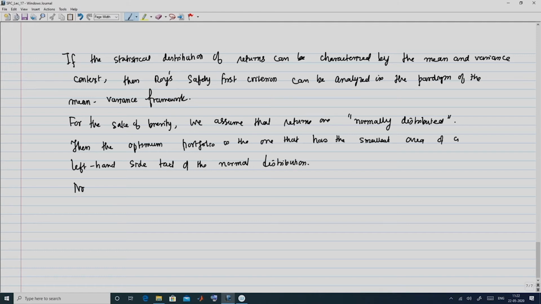So, in order to see this, we do a little calculation. So, what do you want? You essentially want to minimize this probability, the probability of RP less than RL. Now, this is the same as, so we subtract the expected return of RP from both the sides and divide by sigma P.